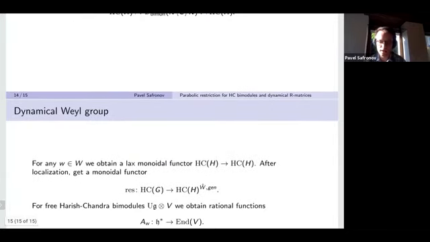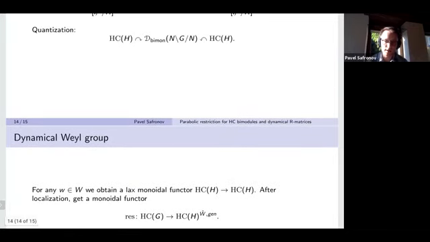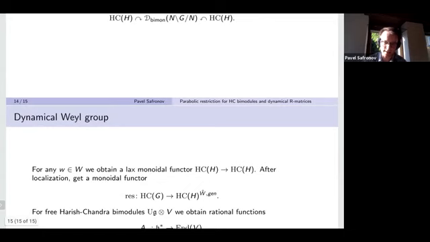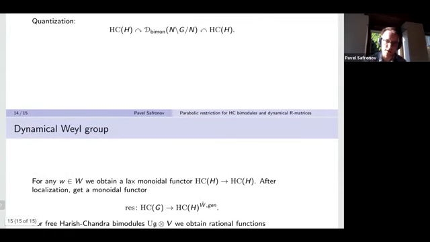Okay, now we can use the Bruhat decomposition of G mod N to extract the action of the actual Weyl group. It's going to be slightly weaker than the action of the Weyl group. It's going to be the action of the corresponding braid group, corresponding to the Weyl group. But okay, so the idea is that this bimodule category gives rise to a functor from HCH to HCH for any element of the Weyl group.